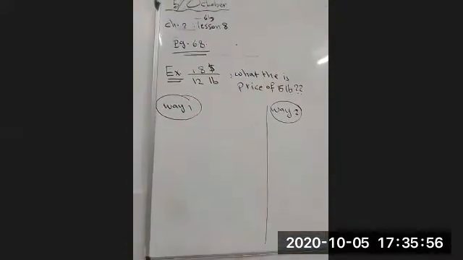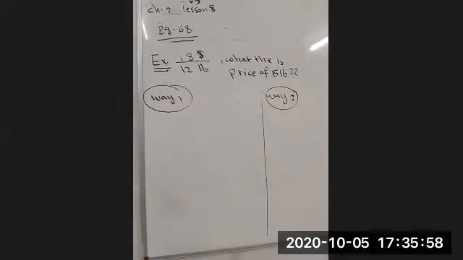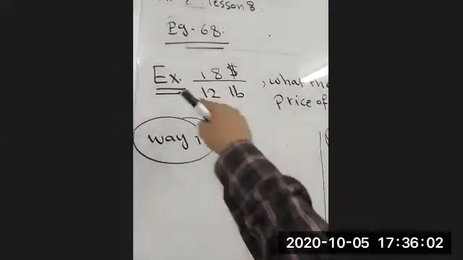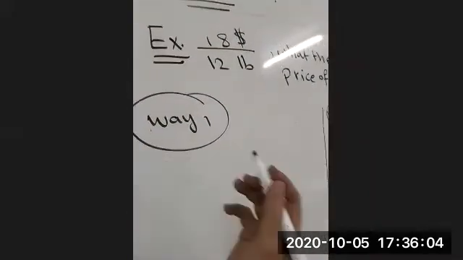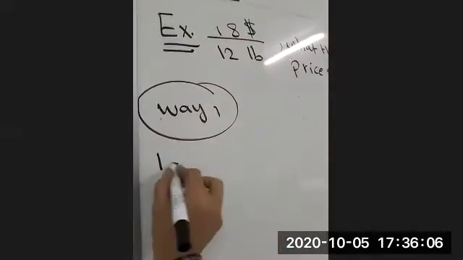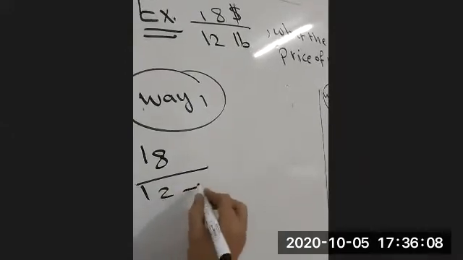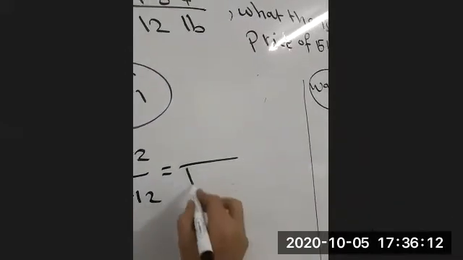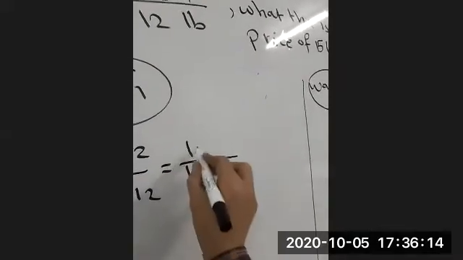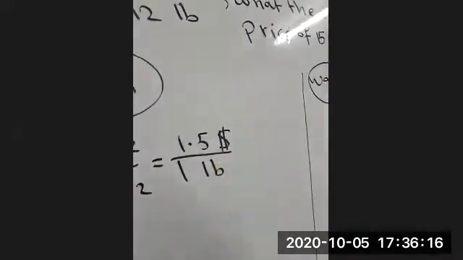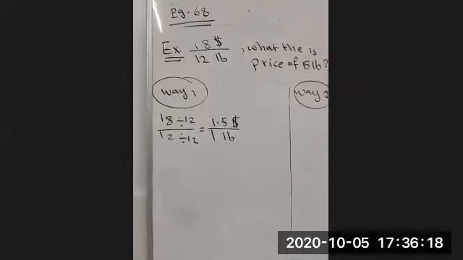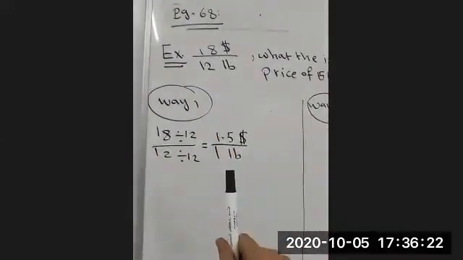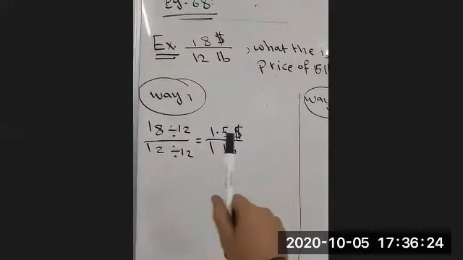The first way, guys, and please pay attention here, is turning the rate here to a unit rate. And we know how we turn the rate to a unit rate. So 18 over 12, divided by 12 up and down. This will be 1 pound down, $1.5 up. It means if the price of 12 pounds is $18, then the price of 1 pound is $1.5.